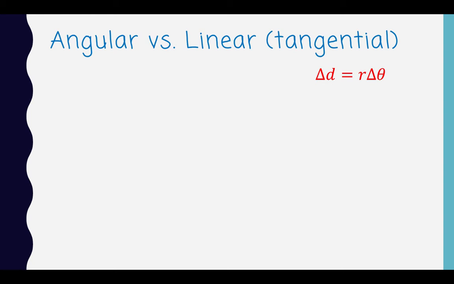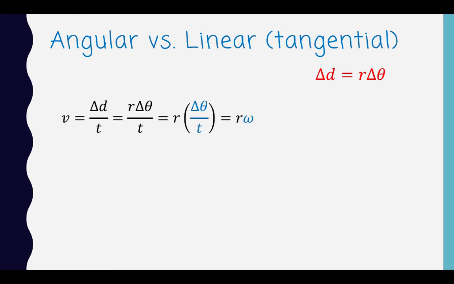We're going to move on to linear velocity, which is the velocity we've always known, and angular velocity. Same thing with linear acceleration and angular acceleration. So this equation that we already know, velocity equals the change in distance over time. Well, we're going to substitute our new equation in. We know that delta d is also equal to r delta theta. We substitute that in for delta d in our equation. We get r delta theta divided by t, time.